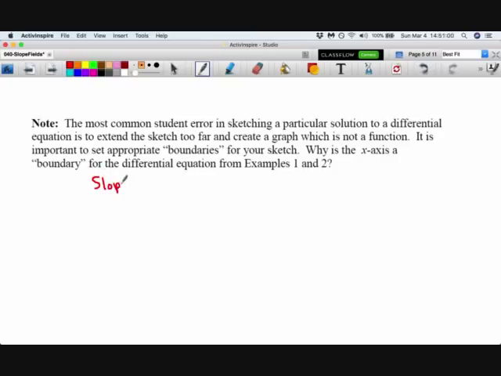Slopes are undefined, since, I don't know, divide by 0. That's why we can't go past there. Do not go past the boundary.